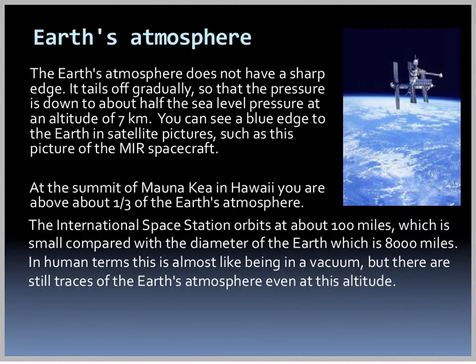The International Space Station orbits at about 100 miles, which is pretty small compared to the diameter of the Earth, which is 8,000 miles. But in human terms, the atmosphere there is almost like being in a perfect vacuum. However, there are still traces of the Earth's atmosphere even at that altitude.